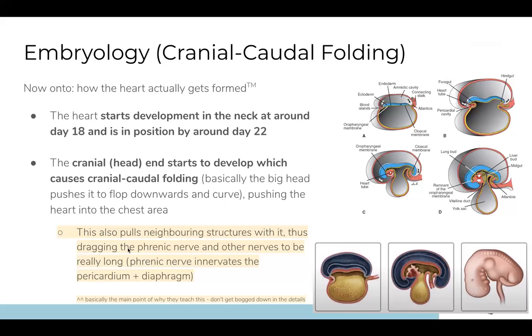This is really the reason why they teach this. You don't have to get bogged down in details, like it starts on this day and this falls here and the yolk sac and the ectoderm. I don't understand it. This is what they really want you to know: the reason why it's C3, C4, C5, but it's in the chest, it's because of this.